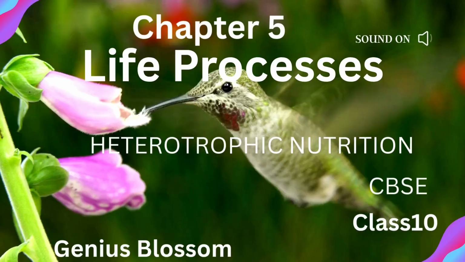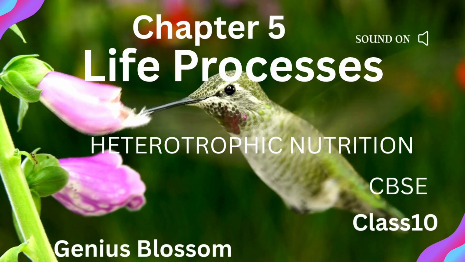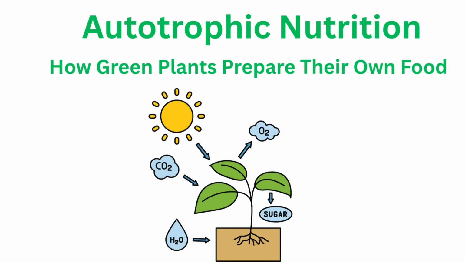In this part of the video, we are exploring the fifth lesson of CBSE class 10 Science Biology, the life processes. Welcome back everyone. In the last class, we explored how green plants make their own food using sunlight, carbon dioxide and water, a process called autotrophic nutrition.